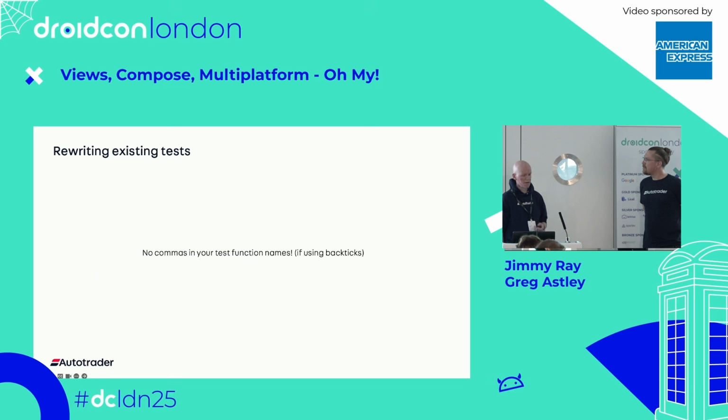Finally, and this is almost comical, but if you use backtick notation in your test titles, make sure you don't have commas in them, because if you target iOS, they won't compile. Good old iOS.